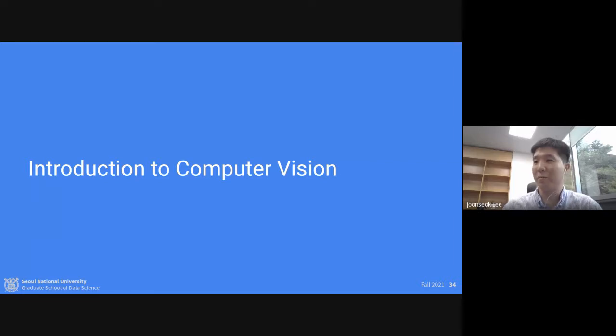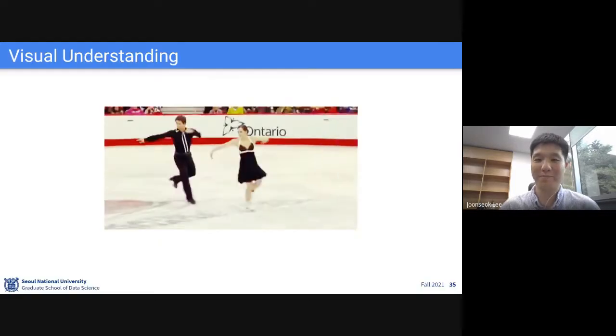Okay, we have about 20 more minutes. So let me very quickly go over the introduction of computer vision and its history.